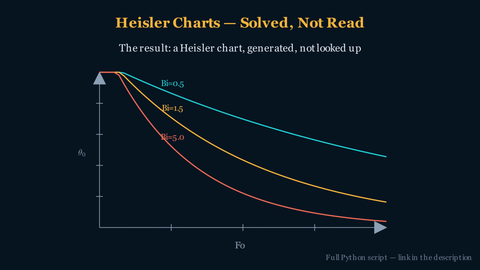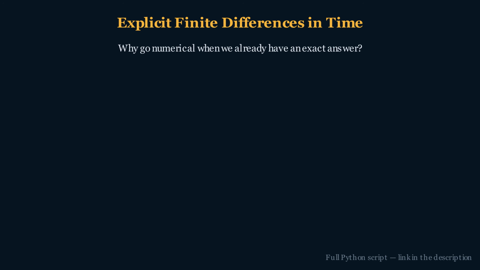Looping over a few Biot numbers and plotting theta naught against Fourier number reproduces exactly the family of curves from the classic midplane Heisler chart. Higher Biot means faster cooling, since it represents stronger surface convection relative to internal conduction. The one-term approximation is exact for this simple geometry with constant properties. But real problems often have temperature-dependent properties, irregular shapes, or boundary conditions that don't have a clean eigenvalue equation. The finite difference machinery from episode 1 extends directly to time-dependent problems, and that's what generalizes to anything.